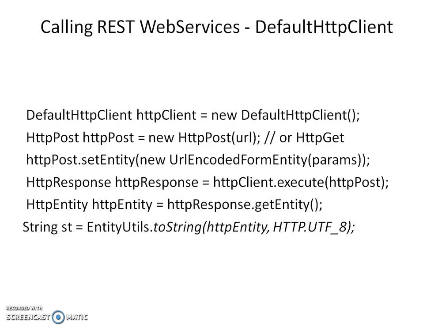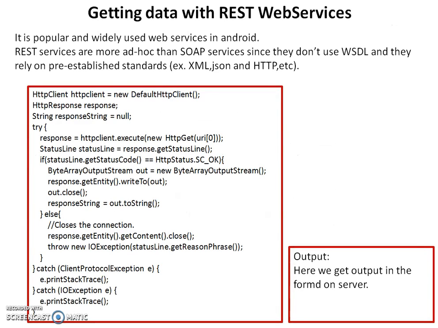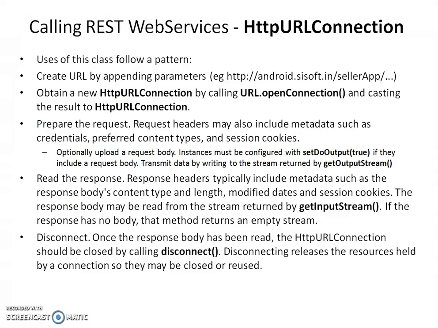So that's the way of consuming the web services using the default HTTP client. Now moving on, here is one example we should walk through. Let me go to the HttpURLConnection. That is the default standard, and you should use it. So how should we use it actually?